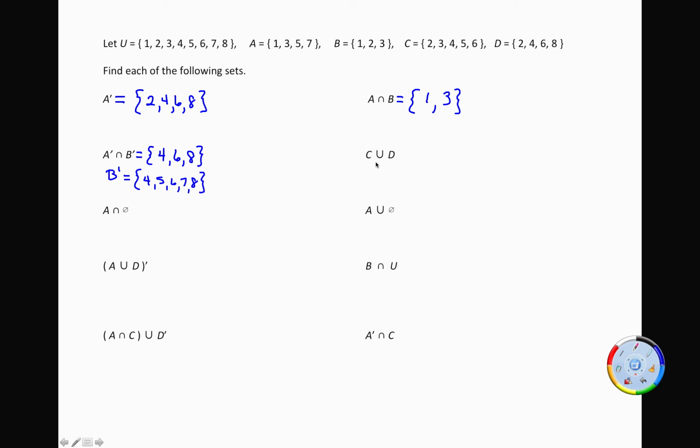C or D. Now or, remember, or means the elements that are in C or D or both. This is all of them. They can be in C or D, I don't care, or both. So my elements in C are 2, 3, 4, 5, 6, and D, 2, 4, 6, 8. So how about 2, 3, 4, 5, 6, 8? Those are in C or D, not 7, 8.